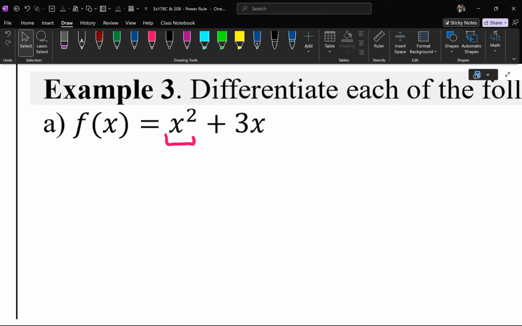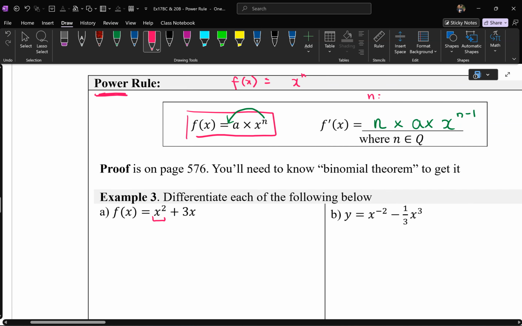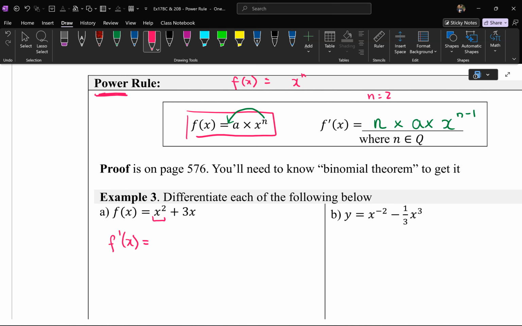2. Now, according to the rule, let's look at the rule again. The rule was, so in this case, n is equal to 2. According to the rule, the derivative will equal 2. So I'm going to write 2 at the front. A, what's A in this equation? 1. Very good. The number in front of x is 1, so you don't need to write it then. X to the power of, well, n was 2, so 2 minus 1 is 1. That's the derivative of the first one.